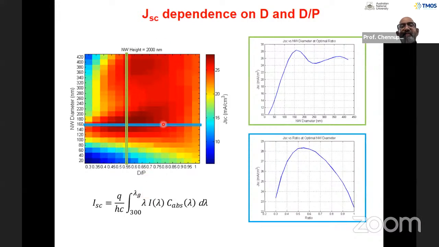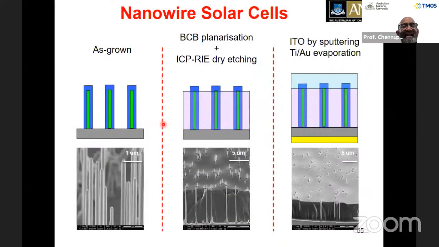So these simulations play an important role in being able to make these nanowire solar cells. Again, the challenge is how to make contacts, fill these with the polymer material, etch selectively, and put some indium tin oxide and then the metal contact at the bottom. And you can see the close-up of these structures also.